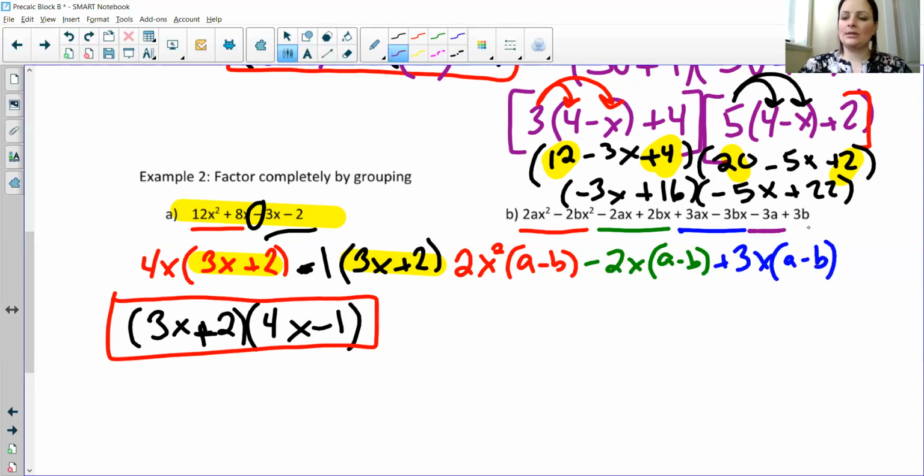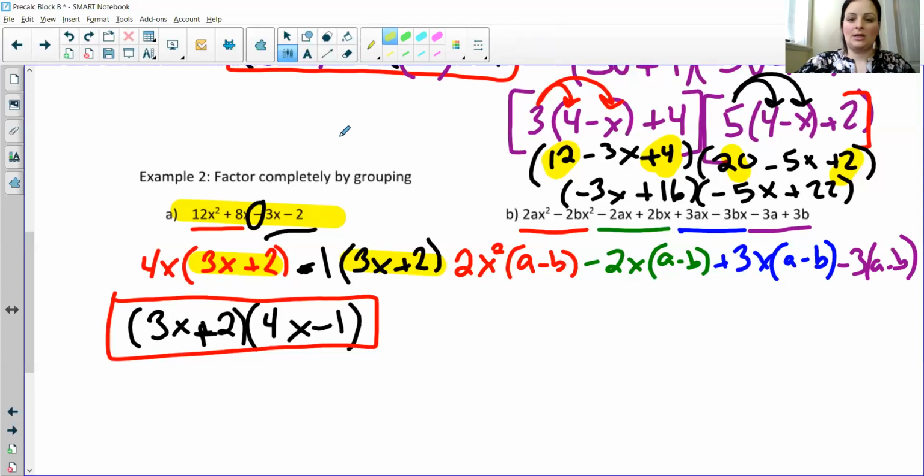And last but not least, those last two ones, there's no x's there, but they do have 3s. And because the first term is a negative, I'm going to use a negative 3 as well. And we get an a minus b. Just squeak that in. Okay, so now conveniently, you'll see that there's something very common in all of our terms.